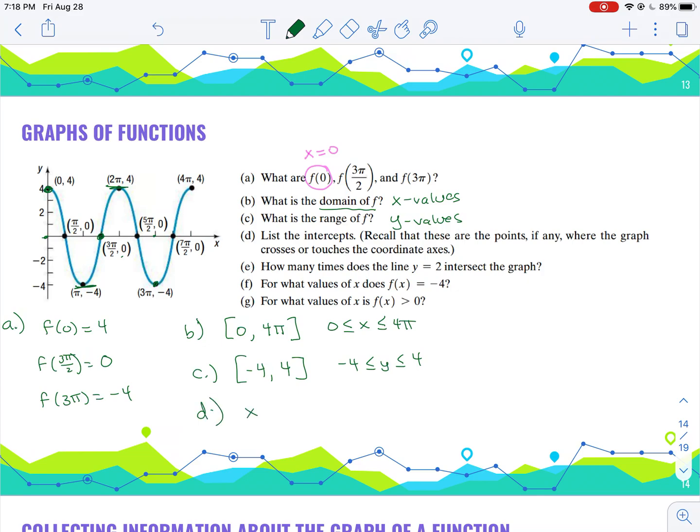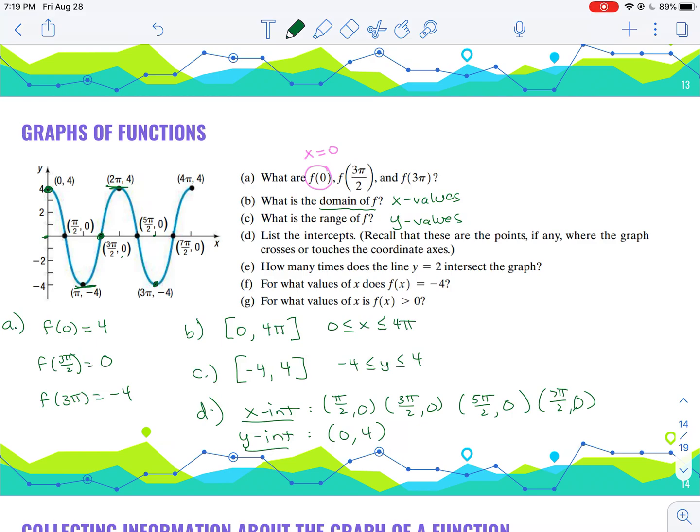D lists the intercepts. Well, the x-intercepts are where it crosses the x-axis, and it looks to cross the x-axis at pi over 2, 0, 3 pi over 2, 0, 5 pi over 2, 0, and 7 pi over 2, 0. The y-intercept, where it crosses the y-axis, is at 0, 4.